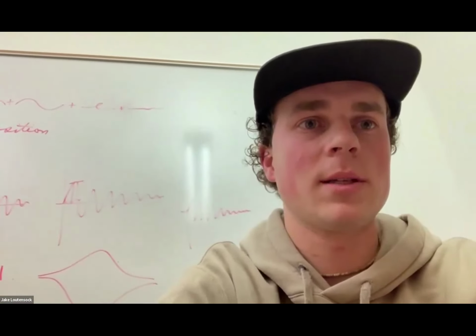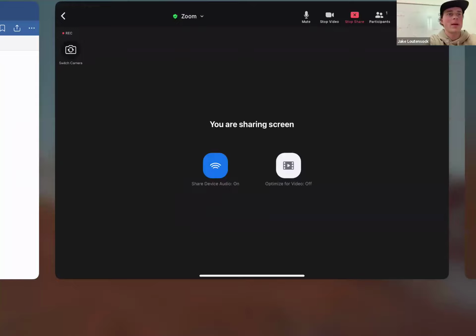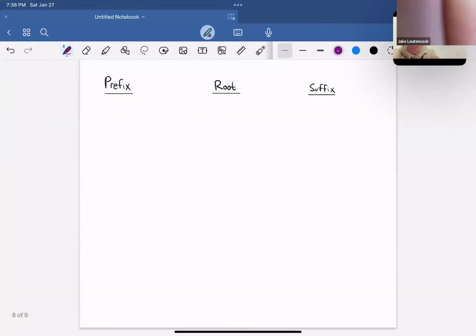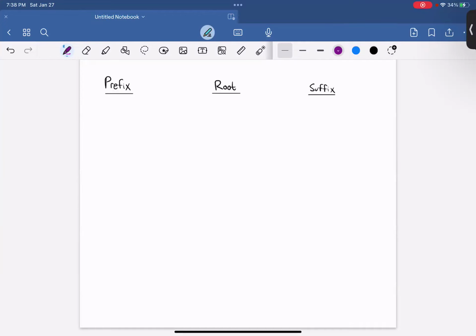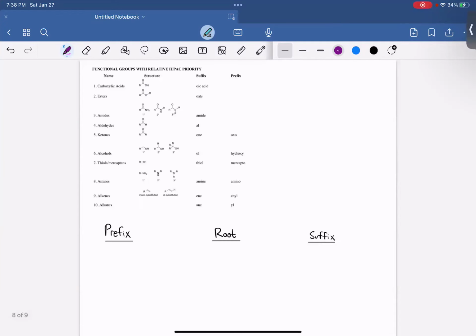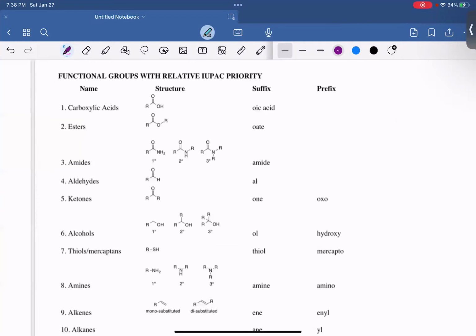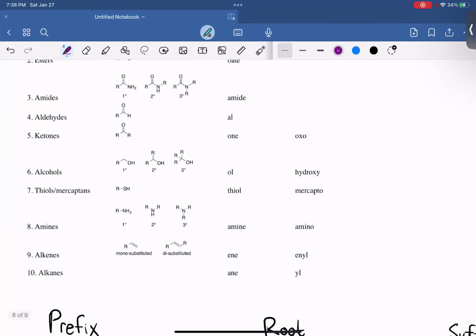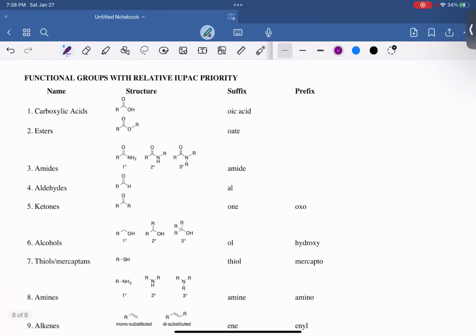Just so everyone's aware, this is not a comprehensive IUPAC naming review, but rather focuses on the key points you need to know for Chem 285 here at BYU. So you should have this functional group sheet in front of you as you begin to name. On the back of it, it has instructions, but we'll mostly just look at this priority list here.